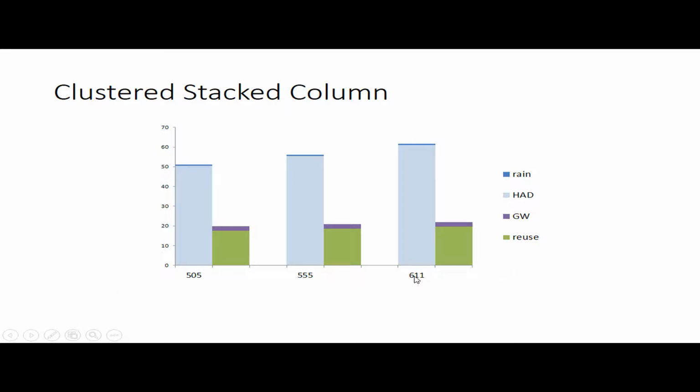And the x-axis corresponds to released water from the high dam expressed in billion cubic meter per year: this is 50.5, this is 55.5, and this is 61.1, to study different scenarios.